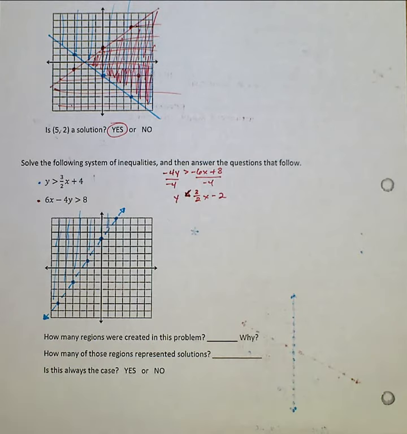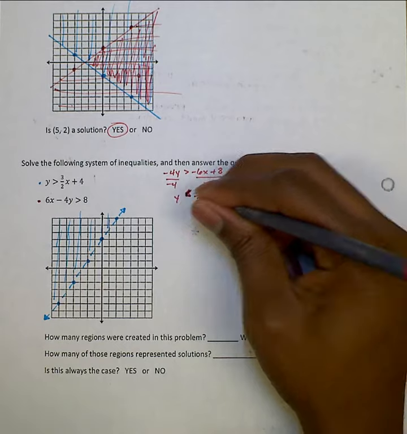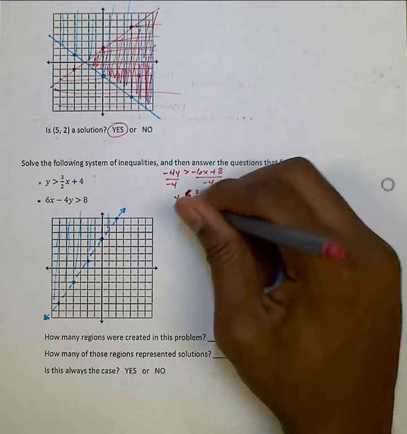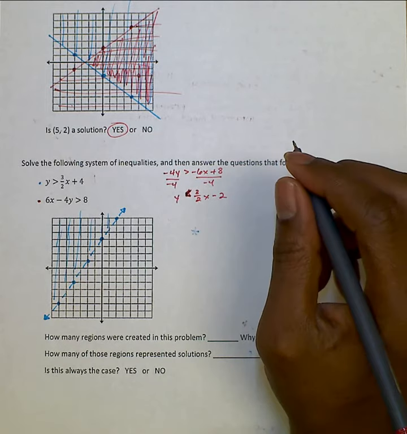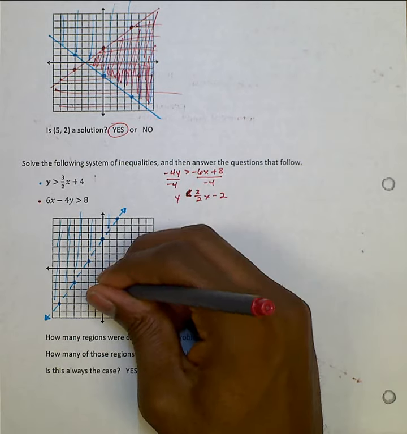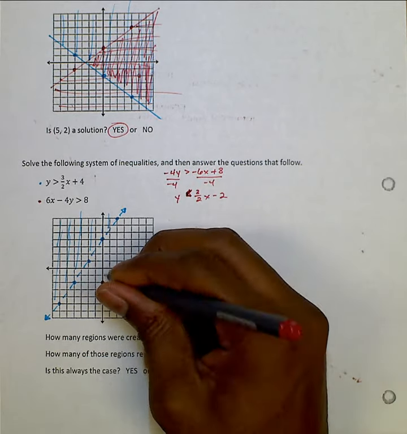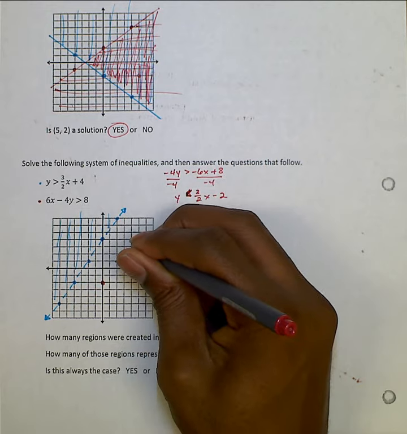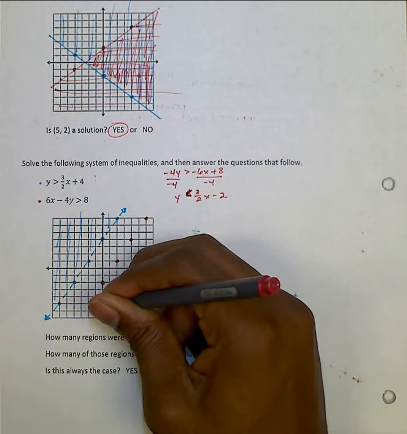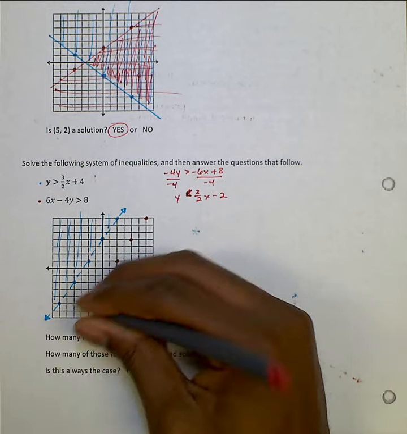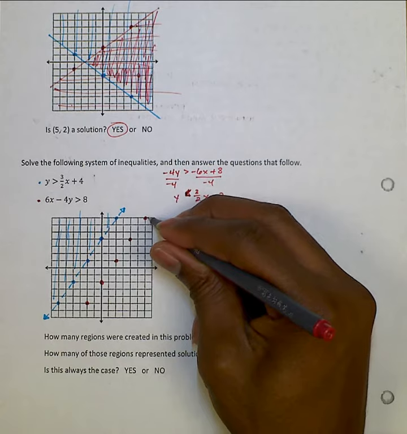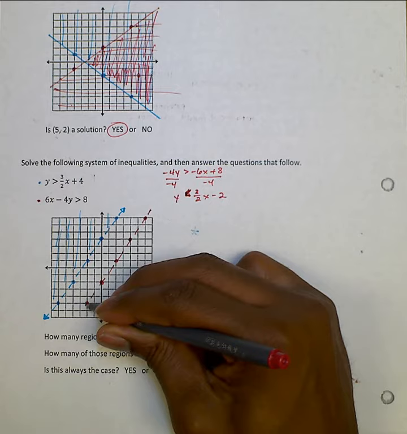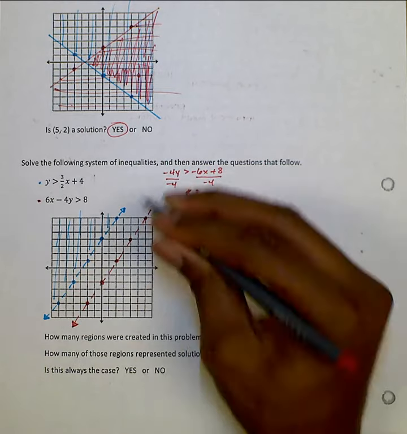So, negative divided by negative becomes positive. Positive divided by negative becomes negative. y is less than 3/2 x minus 2. So my y-intercept is at -2. My slope is 3/2, so I can go up 3 over 2, up 3 over 2, or down 3, left 2. And then this is a dotted line as well because it's less than. And less than means that we will shade below.